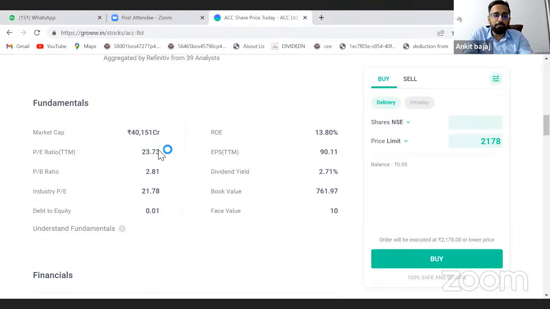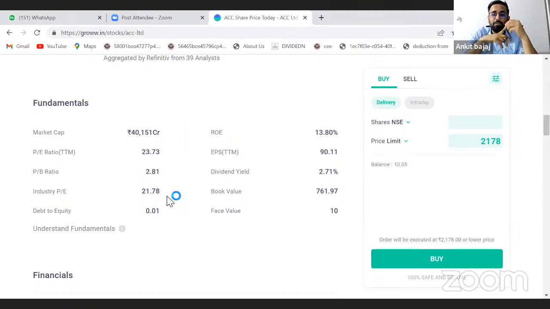Now, if I talk about their PE ratio, here you can see the PE ratio of the company is given. What is the PE ratio of ACC Limited? It is 23.73, right? Further, if you move down, the PB ratio is given, but right now we won't be discussing the PB ratio. Industry PE is given. Industry PE means the overall PE ratio of the cement industry, right? Now, the cement industry includes a number of companies.